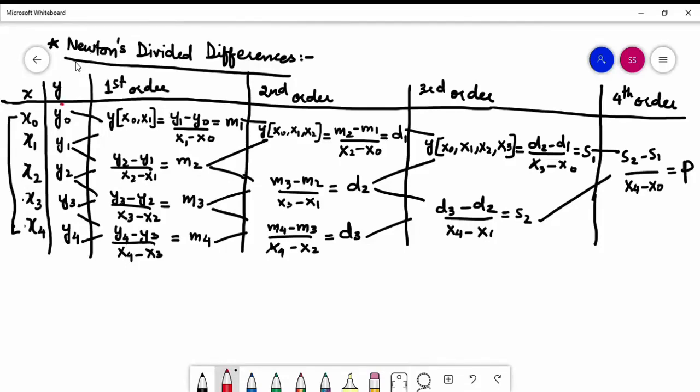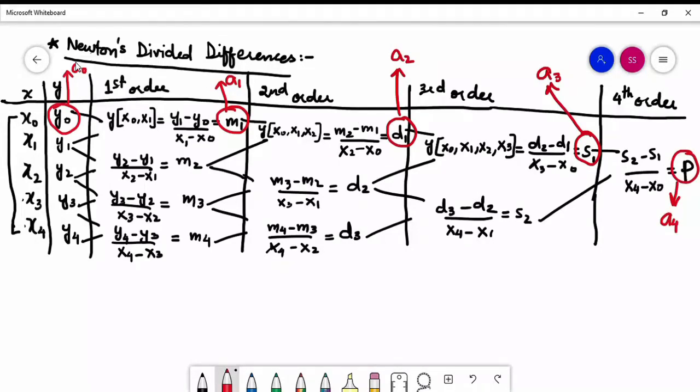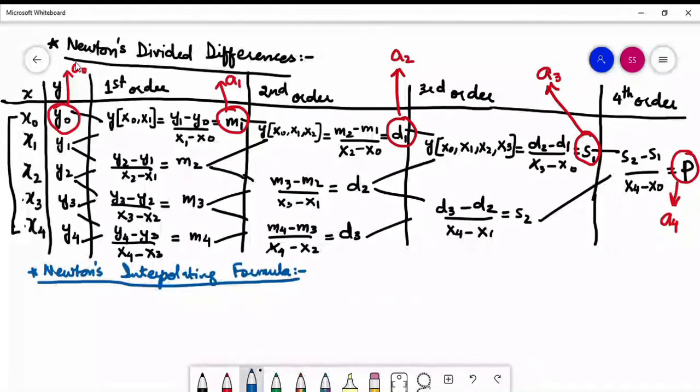So let y0 be equal to a0, let m1 be equal to a1, let d1 be equal to a2, let s1 be equal to a3, and let p be equal to a4. So this is the assignment of the coefficients. Now the next step is you have to calculate these divided differences and coefficients, and apply all these things in Newton's interpolating formula, or interpolating polynomial.